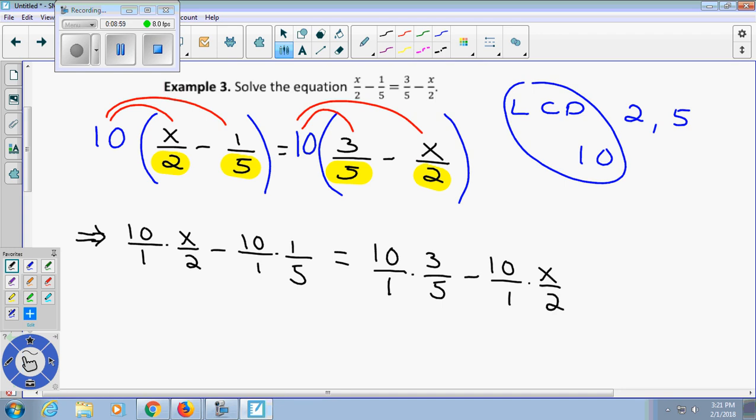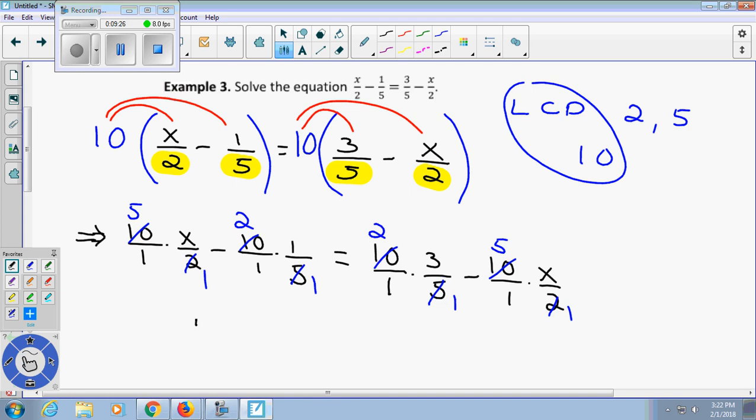This choice of 10 should cancel each denominator nicely, and I can already see that that's going to work. 2 goes into itself once, and it goes into 10 5 times. 5 goes into itself once, but it goes into 10 twice. And the same thing on the other side. I get a 1 and a 2, followed by a 1 and a 5. So just being careful, I want to rewrite this entire equation.